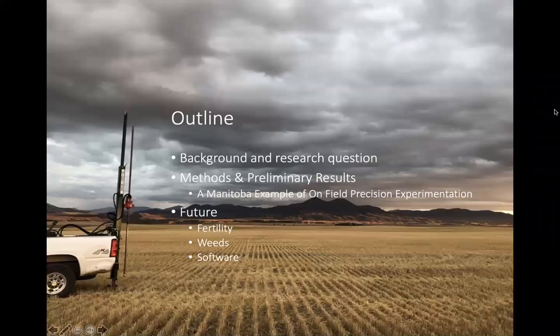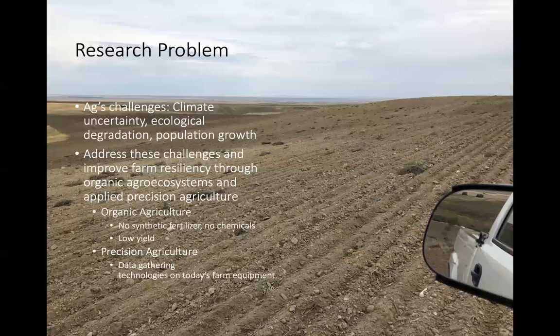So just quickly go over the background and research question that we're looking at. Then I'll get into some of the methodologies that we use and some preliminary results that we have from a field site in Manitoba. And then discuss some of the future projects that we're working on, including soil fertility, weed issues in the systems, and software outputs that we plan to produce.